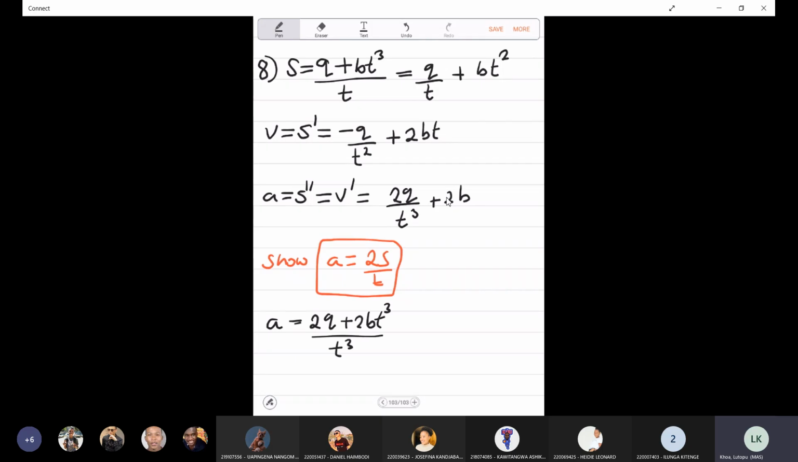So if I combine those as one fraction, and from here I write this as 2 over t times q plus 2bt to the power of 3 over t squared.